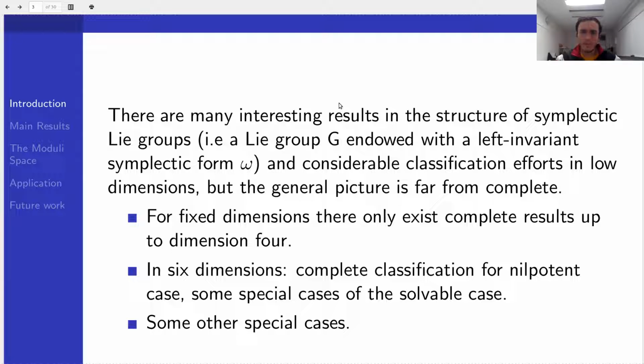There are some classification results, but the only complete result is up to dimension 4. There are some other results in 6 dimensions for particular cases, like the nilpotent case, some special cases of the solvable case, and some other cases in other dimensions, but still the general picture is far from complete.